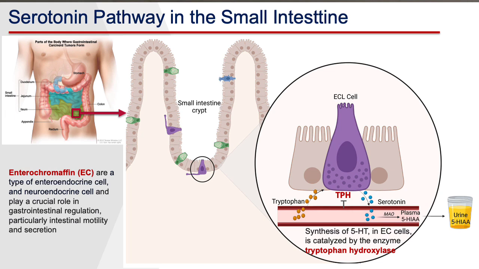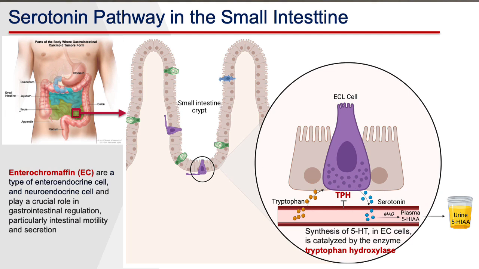So this is the intestinal crypt. Around these crypts there are different types of cells that have different functions. One of them is the enterochromaffin cells, and this is in more detail what they do. These cells are responsible for producing peptides that are also responsible for intestinal motility. And for that, they need tryptophan. So what is tryptophan? Tryptophan is an amino acid. It's an essential amino acid, and most of the time it is acquired from the diet.